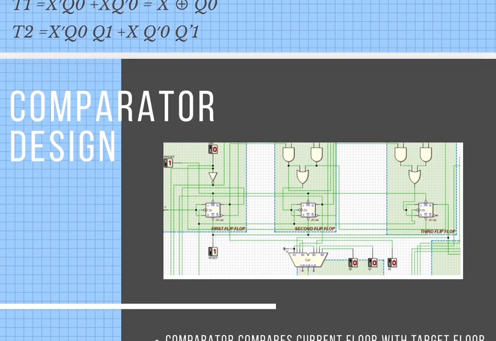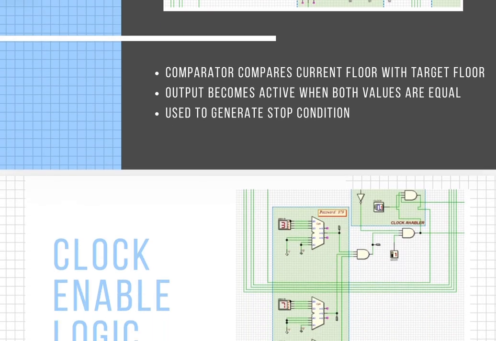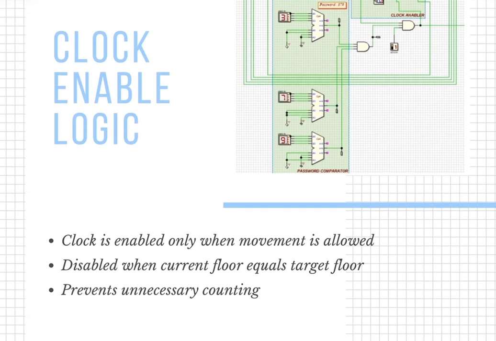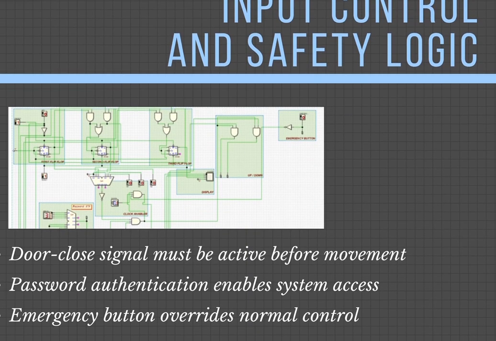Next, the comparator design. A comparator is used to compare the current floor with the target floor. When both values are equal, a stop signal is generated. The clock-enable logic ensures the counter only operates when movement is required. Once the target floor is reached, the clock is disabled.